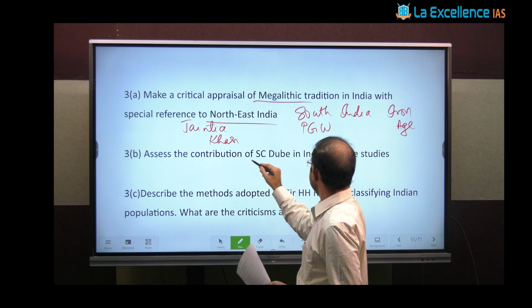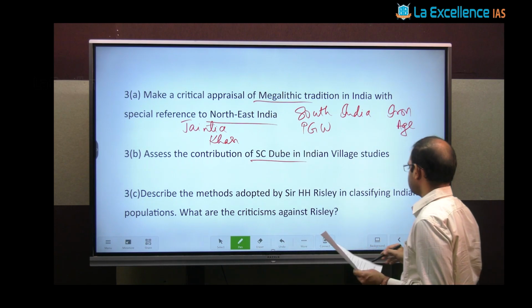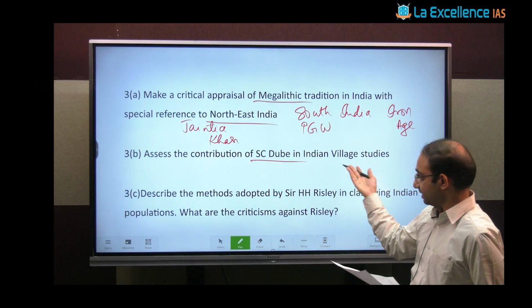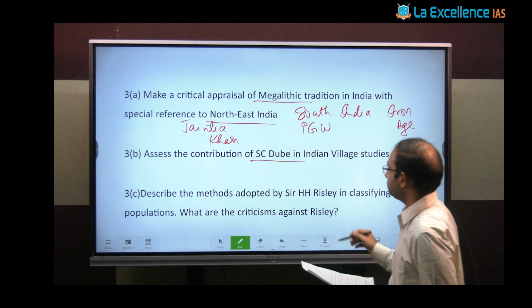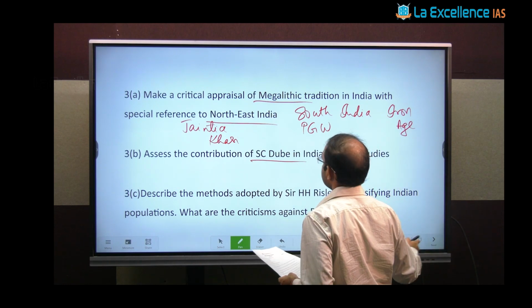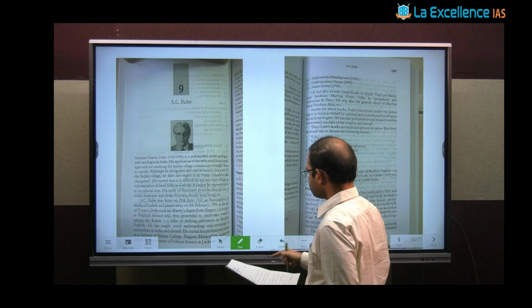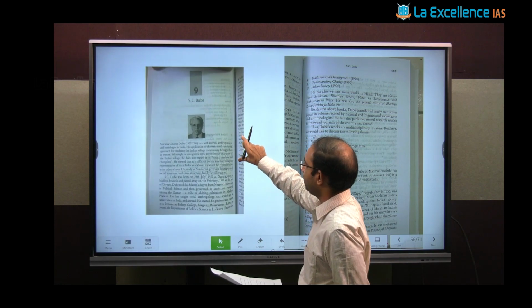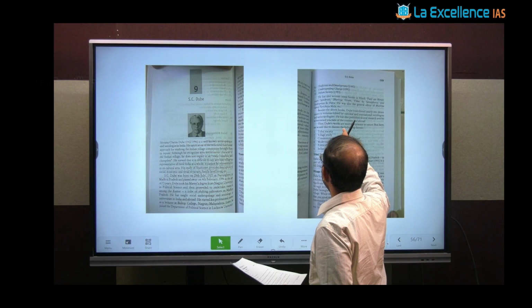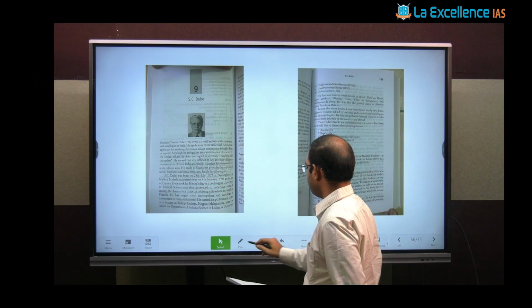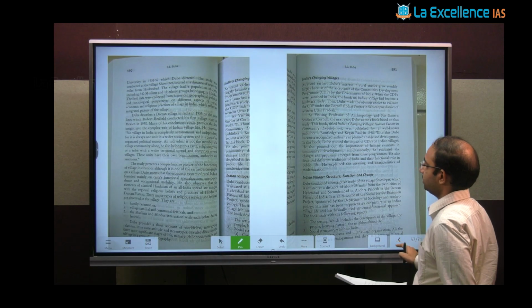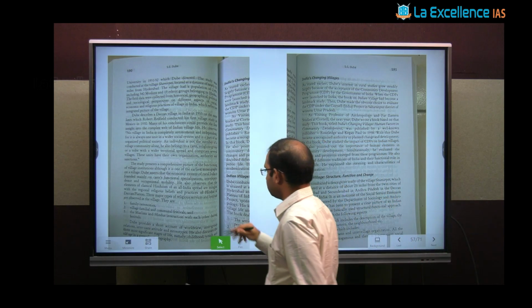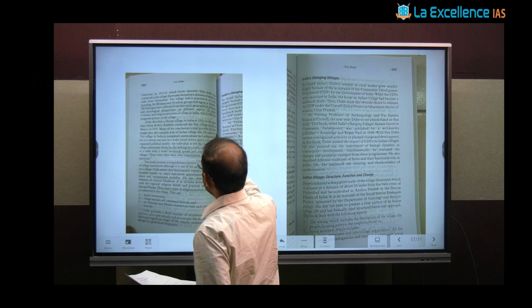Next, contribution of S.C. Dubey to village studies. This is something that you could have prepared. In fact, I asked this question in my test series. S.C. Dubey, here your answer, this is the content that you can take for S.C. Dubey from B.N. Nagla again. There they have given detailed content of S.C. Dubey. S.C. Dubey is a structural functionalist. So we can start with his approach.